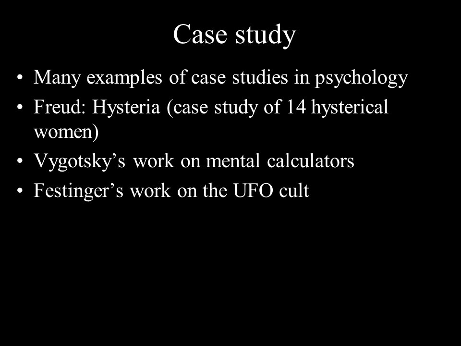Another is Vygotsky's work on mental calculators. There's a Russian psychologist, Lev Vygotsky, who studied people that were really good at doing math. His case studies were really important in figuring out how people who can do these remarkable calculations are able to do it. And finally, some work that I spoke about before: Festinger's work on the UFO cult, where he joined a UFO cult in order to gather data on how they behave. It gave insight into the process of cognitive dissonance. So that's a good example of a case study.